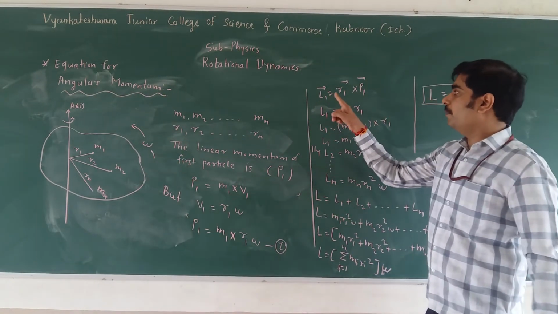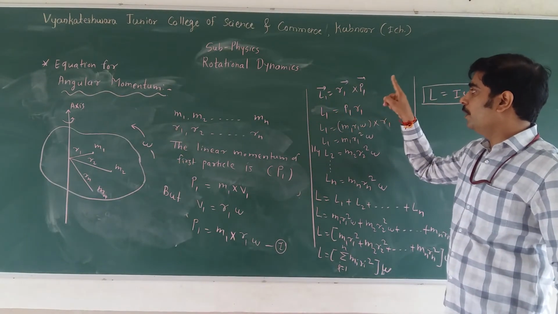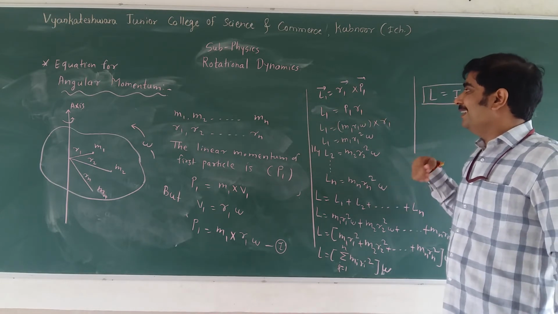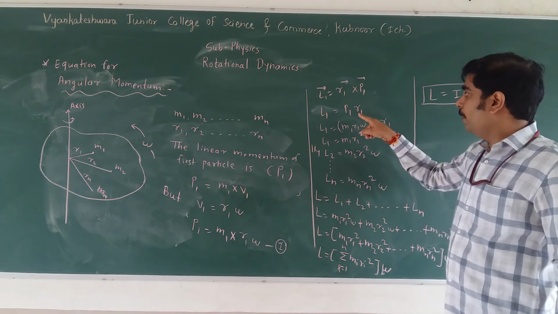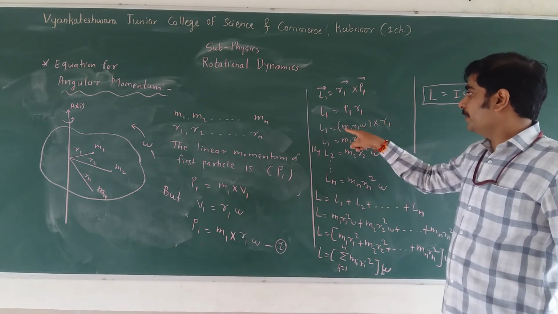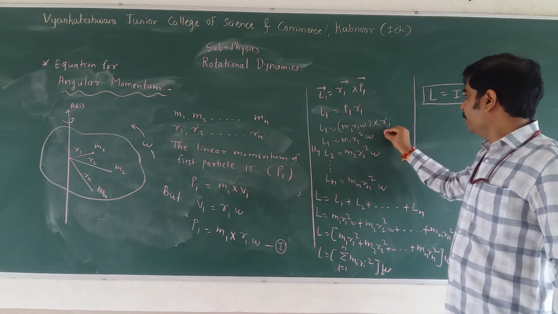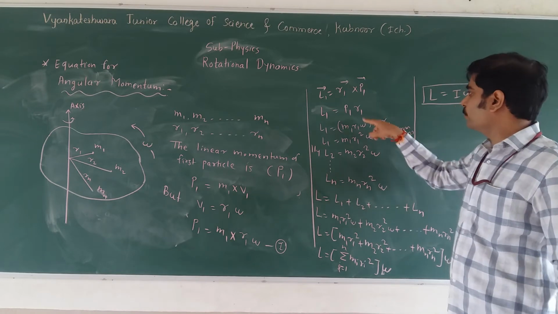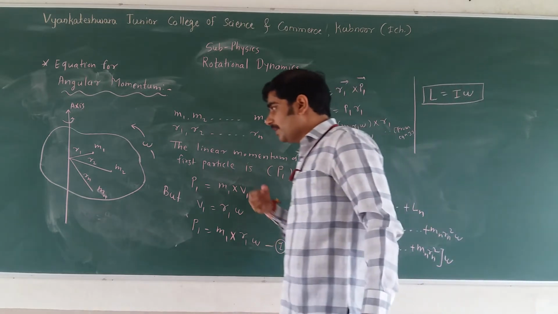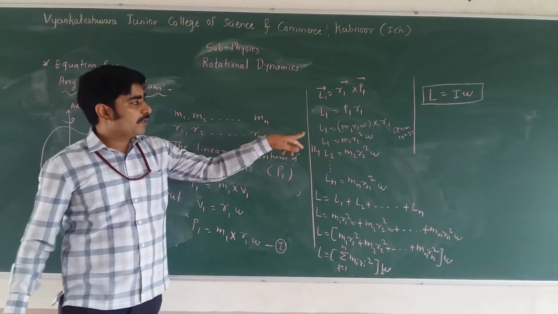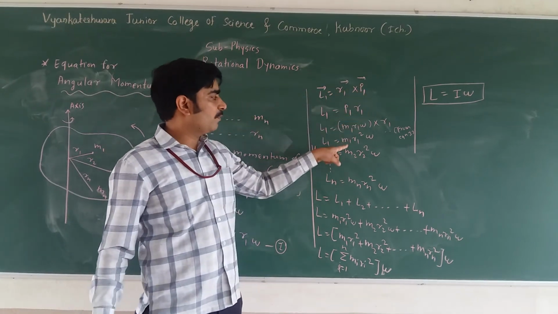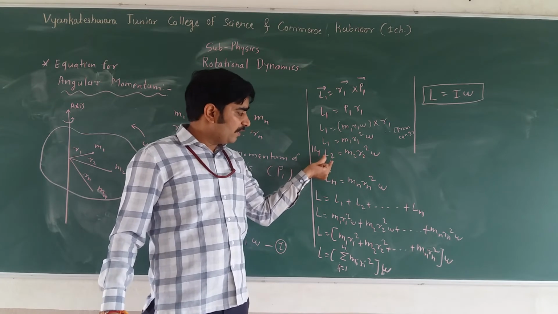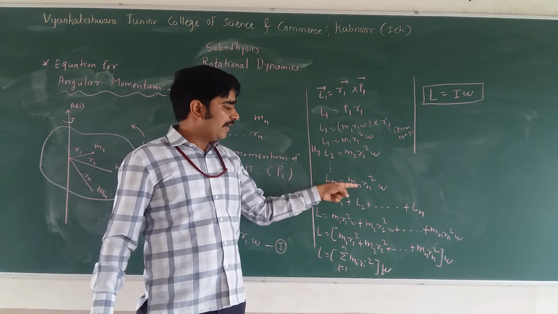Now we want the equation for angular momentum. So the angular momentum of the first particle L1 is equal to vector r1 cross vector p. If we write in terms of magnitude, L1 is equal to p1 r1. So L1 is equal to m1 r1 omega into r1. From equation 1 we have substituted the value of p1. So L1 is equal to m1 r1 square omega. Similarly, L2 is equal to m2 r2 square omega, up to Ln is equal to mn rn square omega.